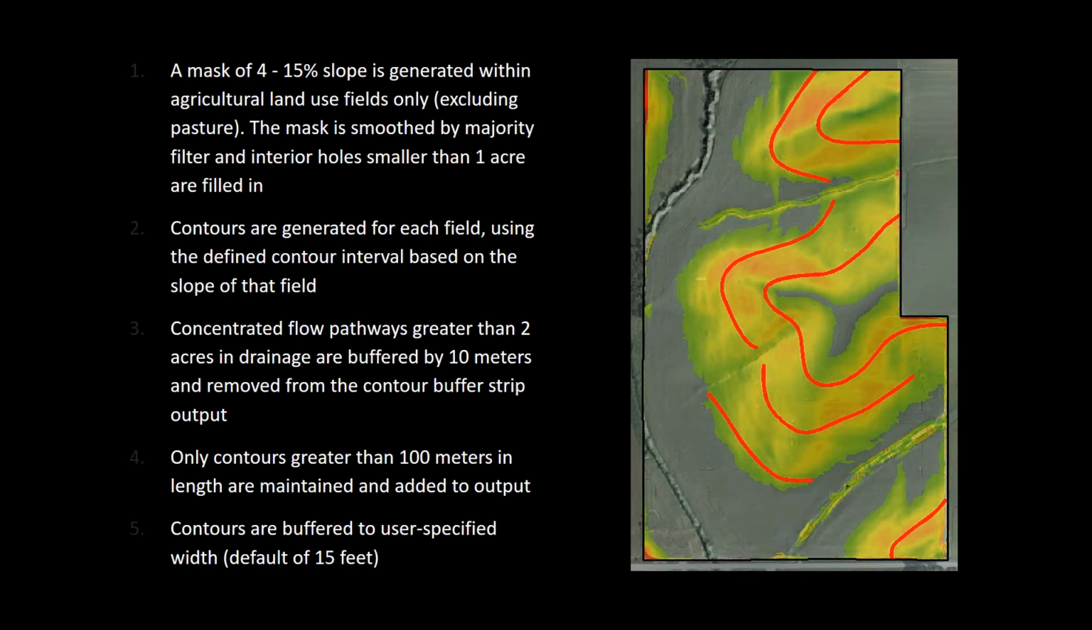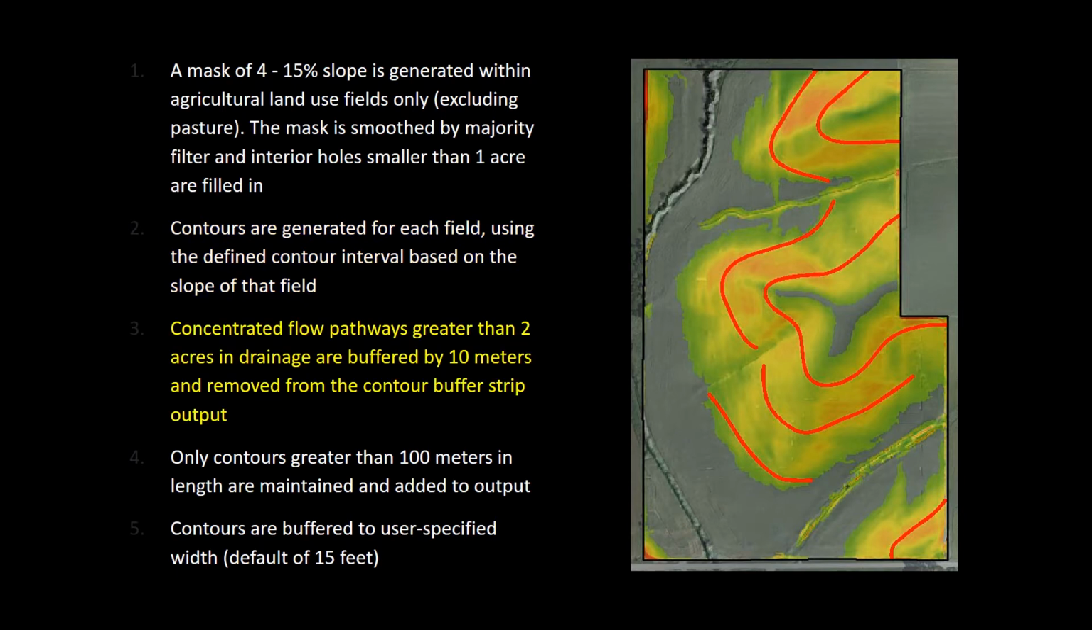So the ACPF tool begins to place contour buffer strips by first masking out 4 to 15% slopes by fields within agricultural land. This does not include pasture. The mask is smoothed by a majority filter, so that way holes within the mask are filled. Contours are then generated within each field using the defined contour interval that was based on the slope of that field.